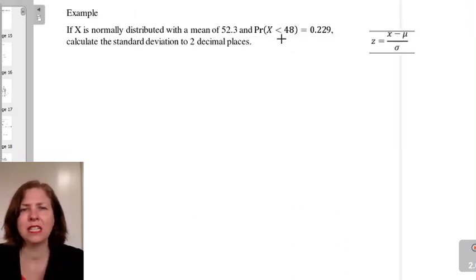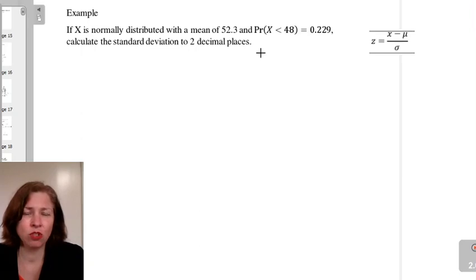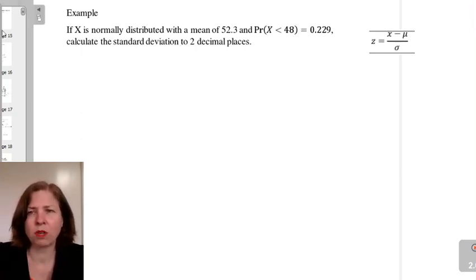So x is normally distributed with a mean of 52.3, and we know that the probability that x is less than 48 is 0.229. And I need to calculate the standard deviation to 2 decimal places. This is different from previous questions where we would be given the mean and the standard deviation and need to calculate probability, or when we were given the probability and we were told it was a standard normal curve and we just needed to calculate the z value. This time it's not a z value, it's an x value, and the thing we're looking for is standard deviation.